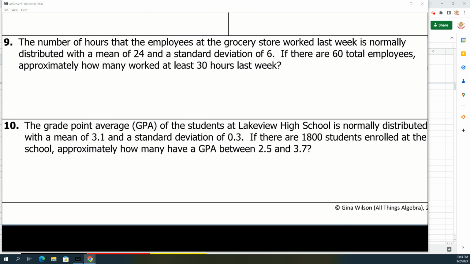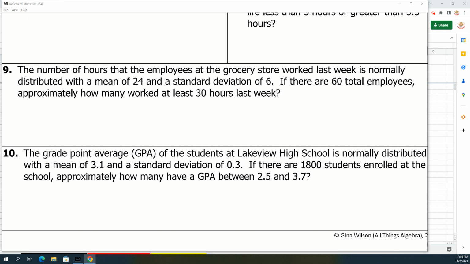All right, so for number 10, the grade point average of students at Lakeview High School is normally distributed with a mean of 3.1 and a standard deviation of 0.3. If there are 1,800 students enrolled at the school, approximately how many have a GPA between 2.5 and 3.7? So we're going to draw our own little curve. I'm going to let the line down there be the number line, and then just try your best. I'm kind of wobbly when I draw it.